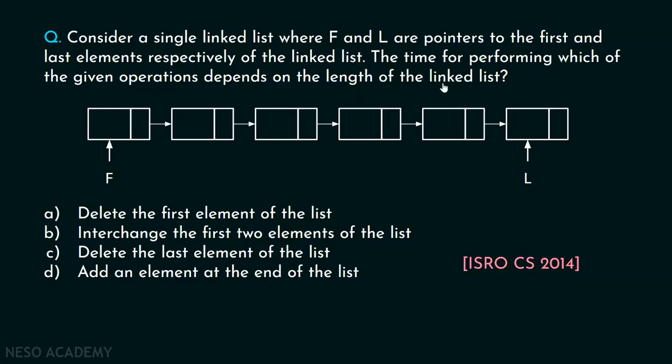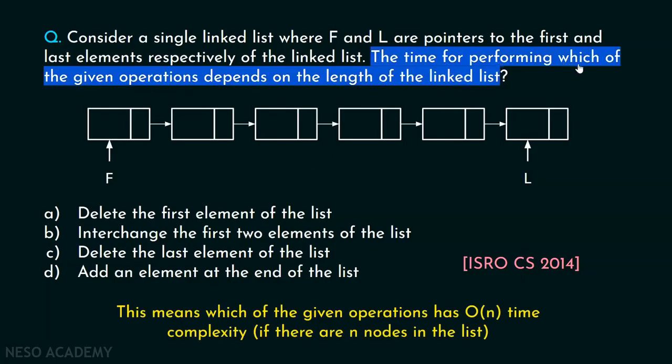What is the meaning of this statement? The time for performing which of the given operations depends on the length of the linked list. Here the statement means which of the given operations has order of n time complexity, if there are n nodes in the list. Let us suppose we have n nodes in the list. This means the length of the linked list is n.